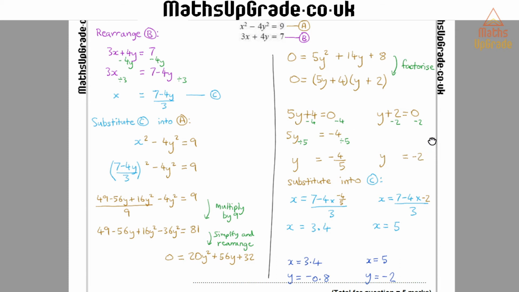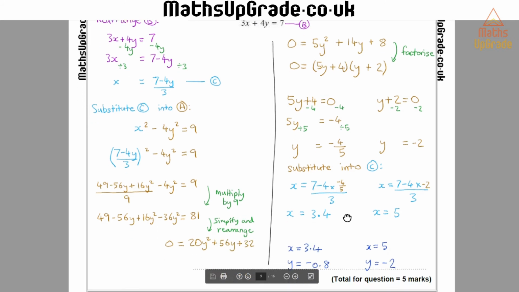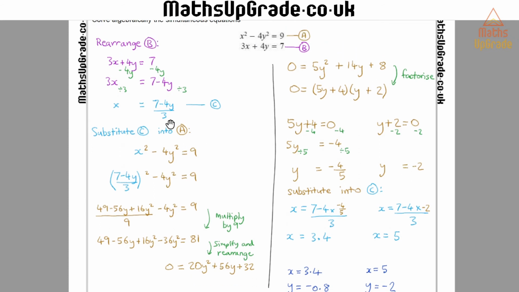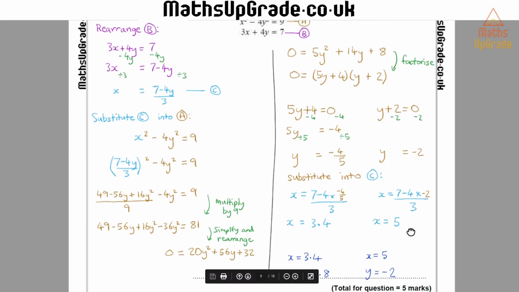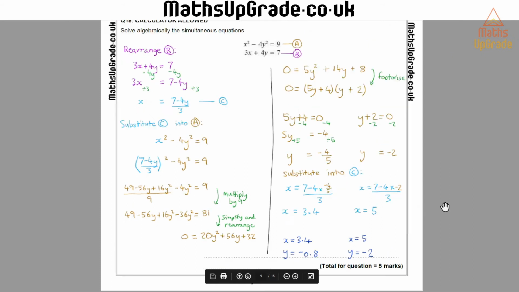I just need to finish this off now by substituting each corresponding value of y to get the corresponding value of x. I'm going to substitute them into this equation here, since I've already rearranged equation b to give this, and this has got x as the subject of the equation. So x must equal 7 minus 4y all divided by 3. So 7 minus 4 lots of -4/5 all divided by 3. With the calculator, it just gives me x equals 3.4. And similarly, when I substitute y equals -2 into this equation, I'll get x equals 5. So there's my 2 pairs of values there for 5 marks.